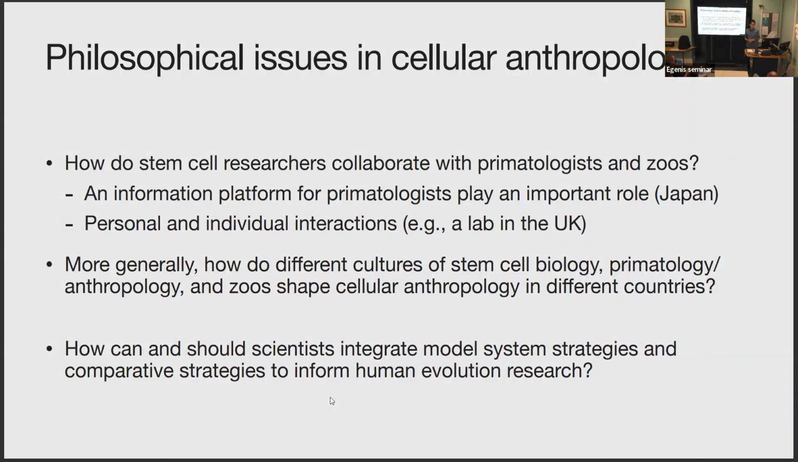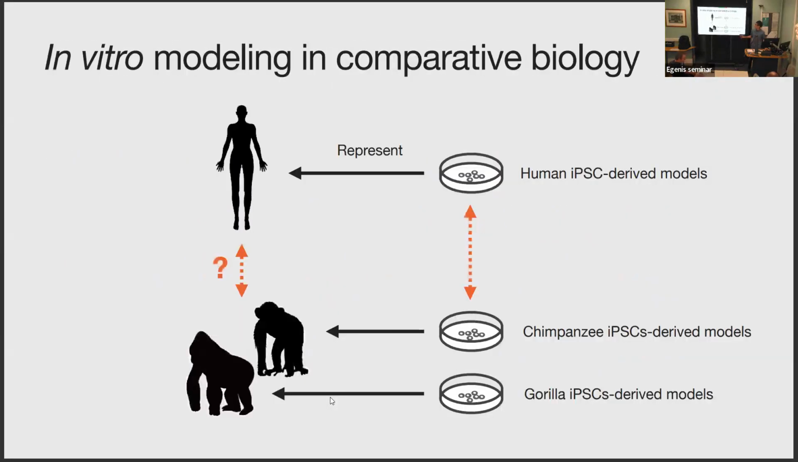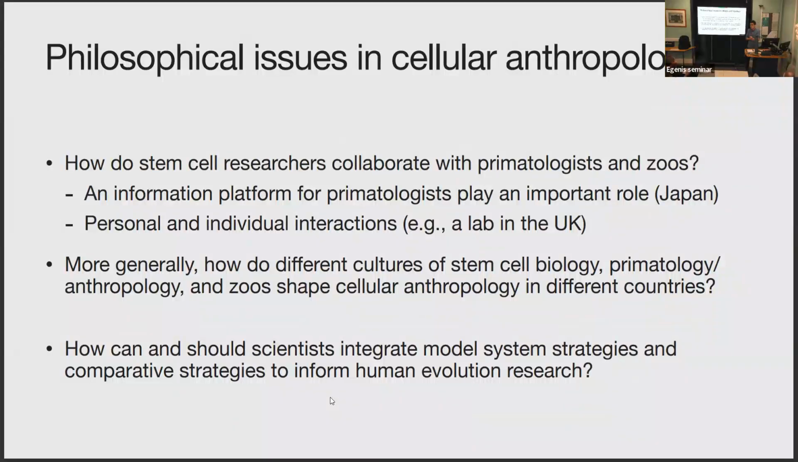So, for example, how do stem cell researchers collaborate with primatologists and zoos? Because to conduct this type of research, stem cell researchers have to acquire cell samples of specific ape species. And practically speaking, the only available source is zoos or maybe sanctuaries. And so they have to interact with zookeepers or veterinarians, or sometimes primatologists, physical anthropologists. But of course, researchers in those areas usually don't share communities. So how do they collaborate?